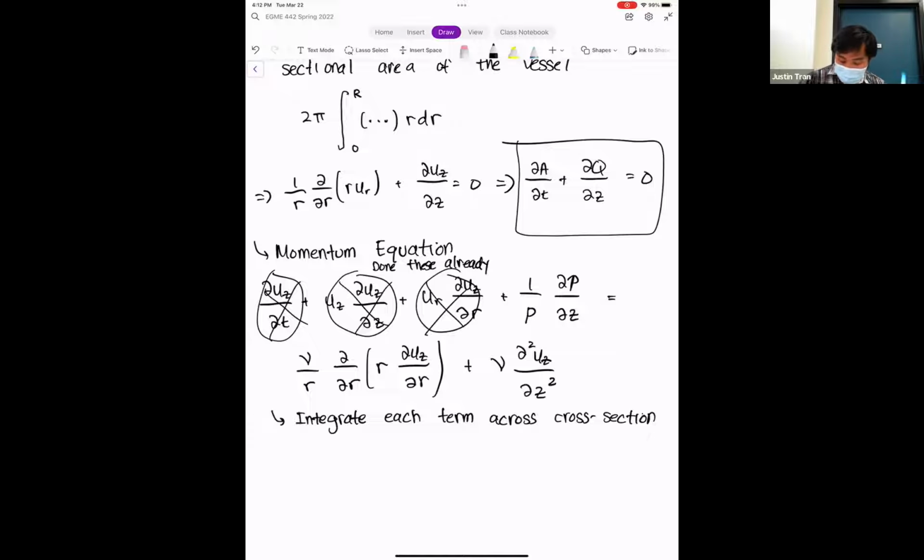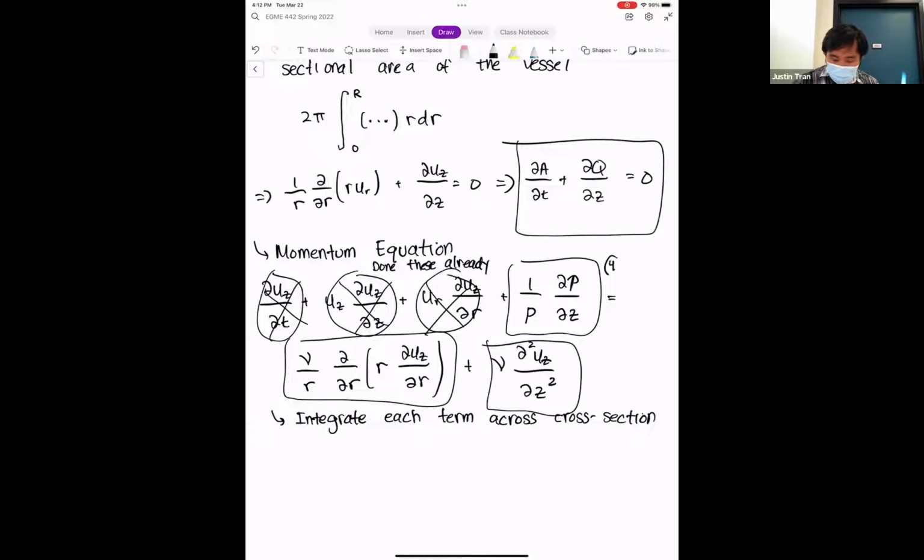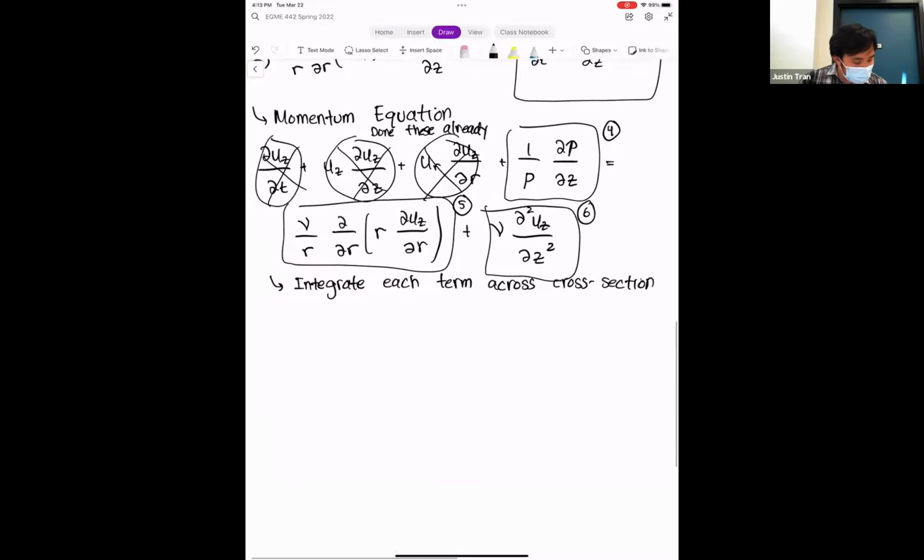So I'm going to focus on the last three terms that we haven't done here. They're going to be pressure, viscous term 1, and viscous term 2. If you want to stay consistent with the numbering we had last time, this is going to be integral 4, this one's going to be integral 5, and this one's going to be integral 6. All right, so let's pick up where we left off and start with integral 4.